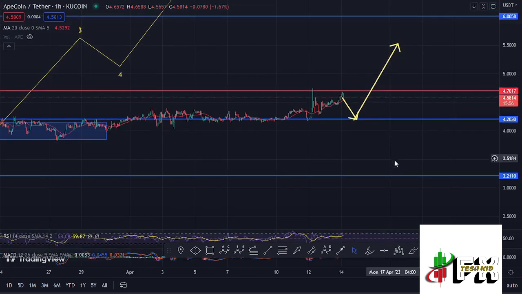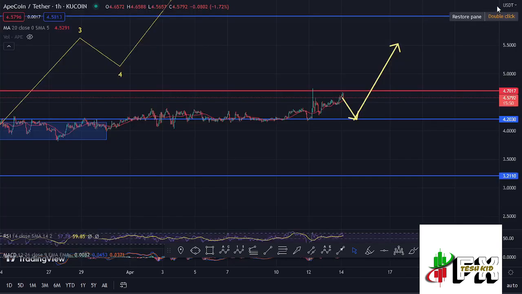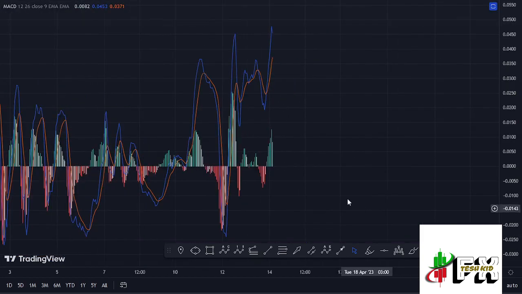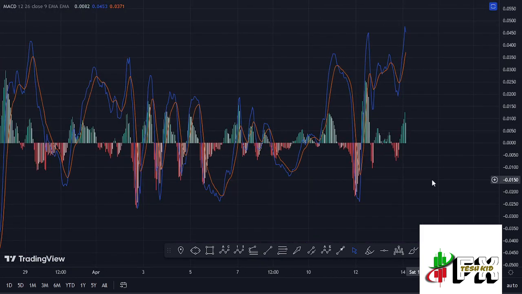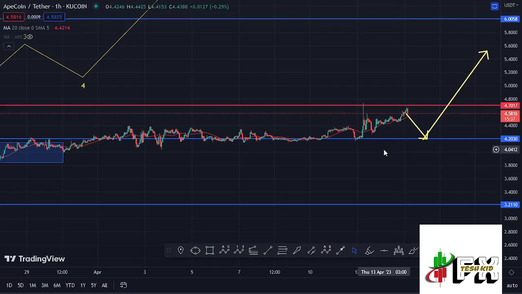And also taking a look at the indicators here on the RSI, we are trading at around the 58 mark, meaning we have massive room for us to fully support higher prices. Also taking a look at the MACD, we have been able to print a bullish cross, fully supporting higher prices. So let's be patient and see how that plays out, and I'll be keeping you updated.